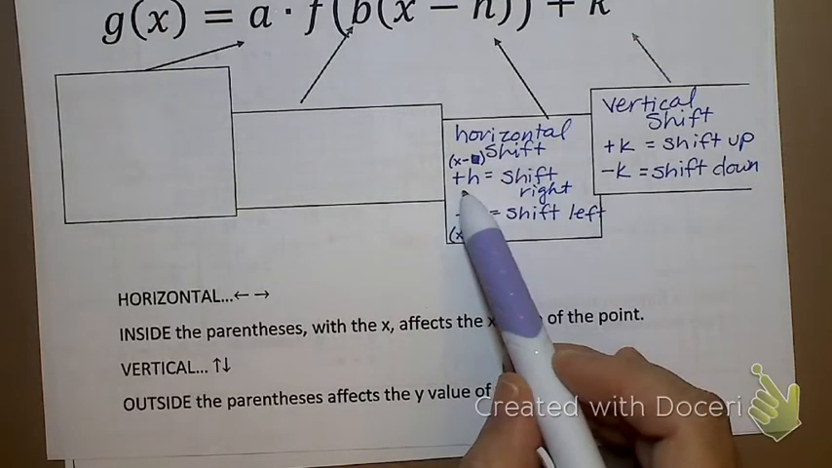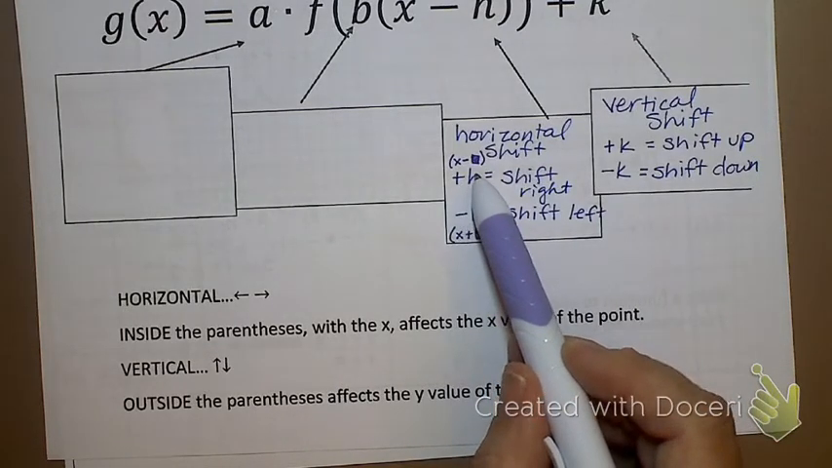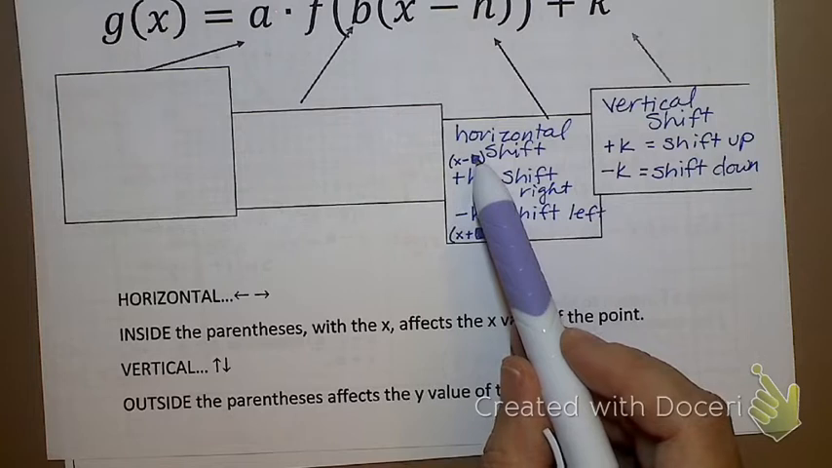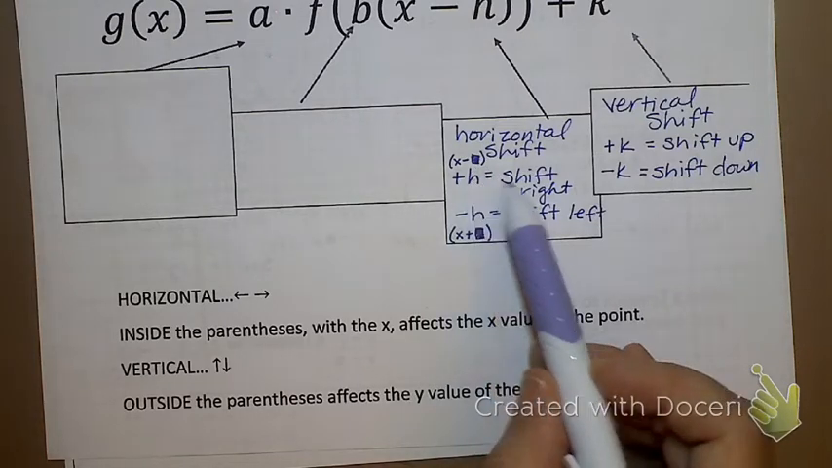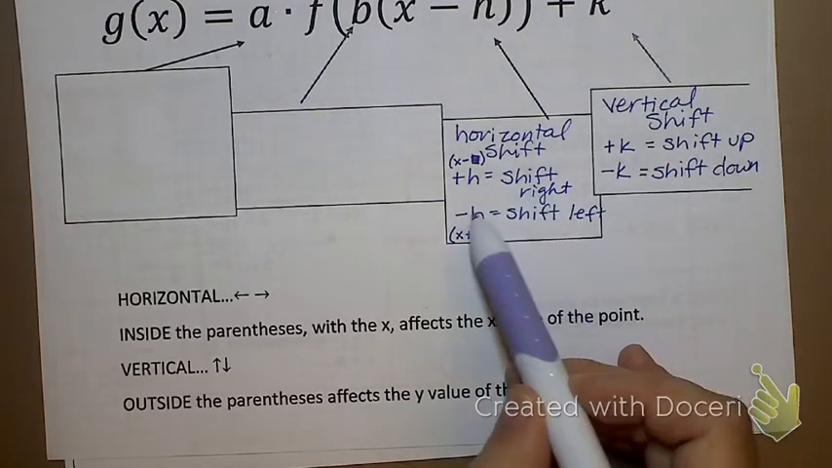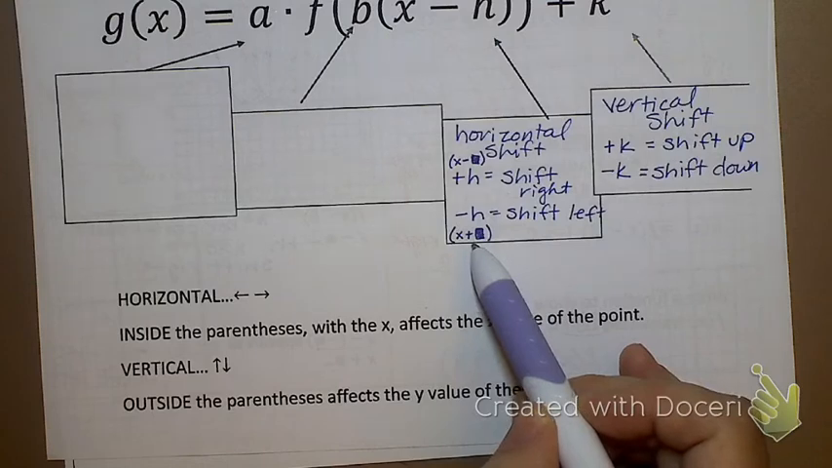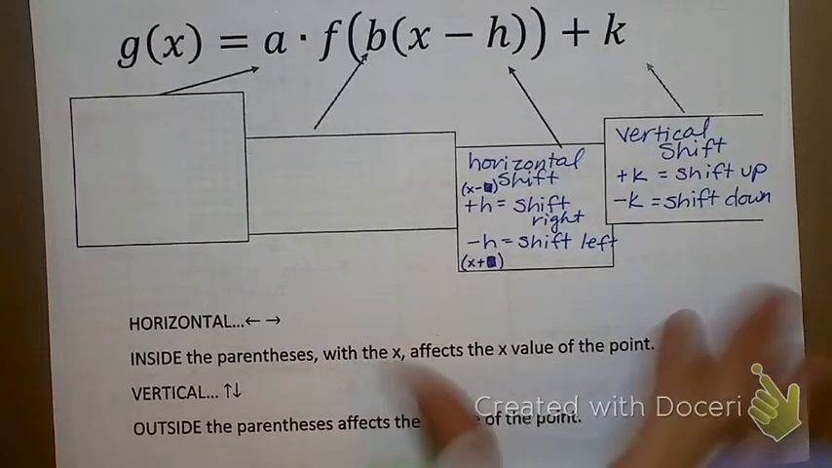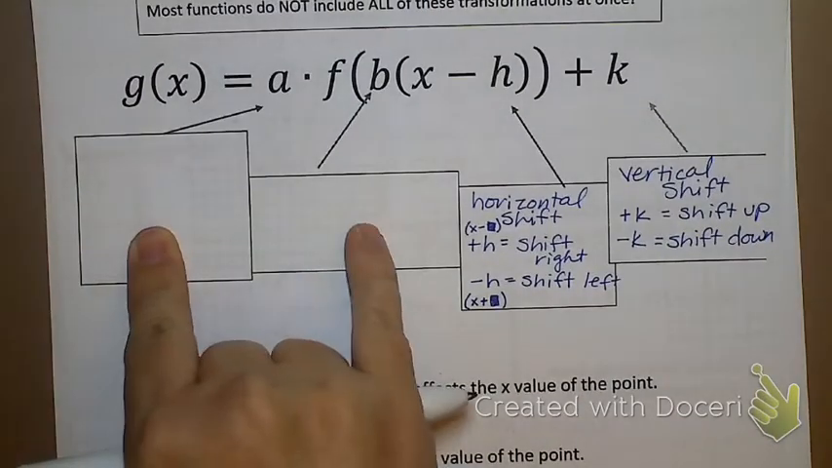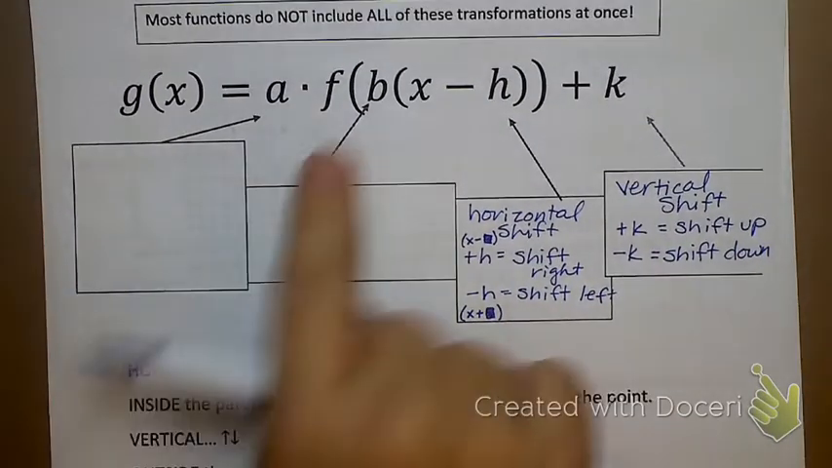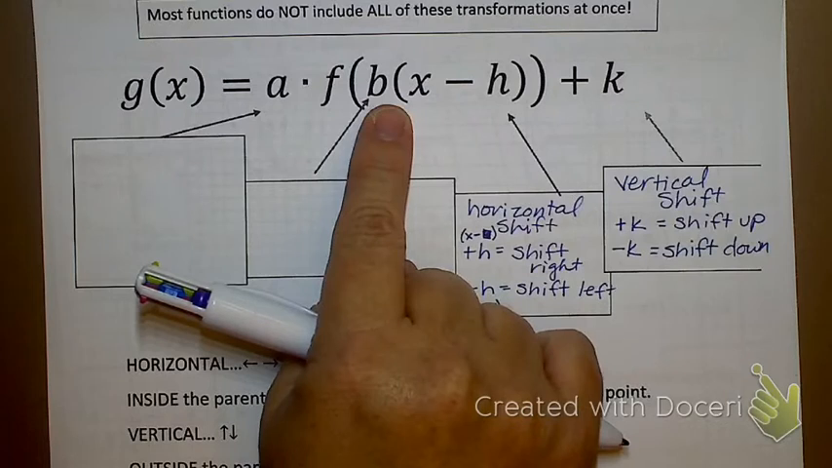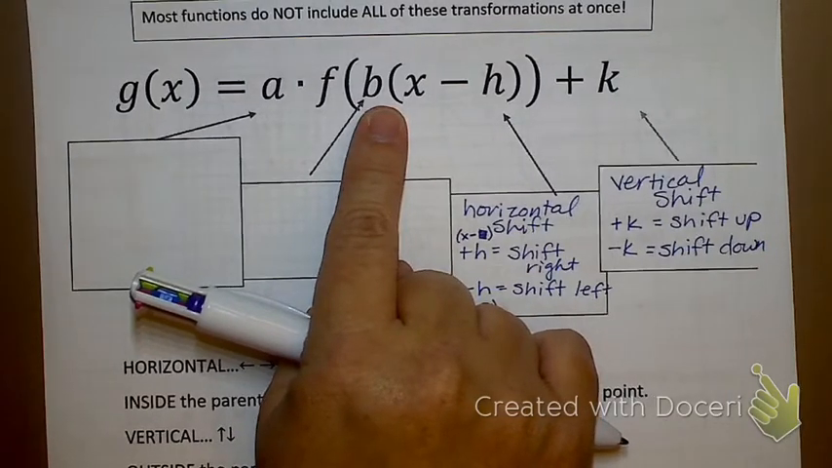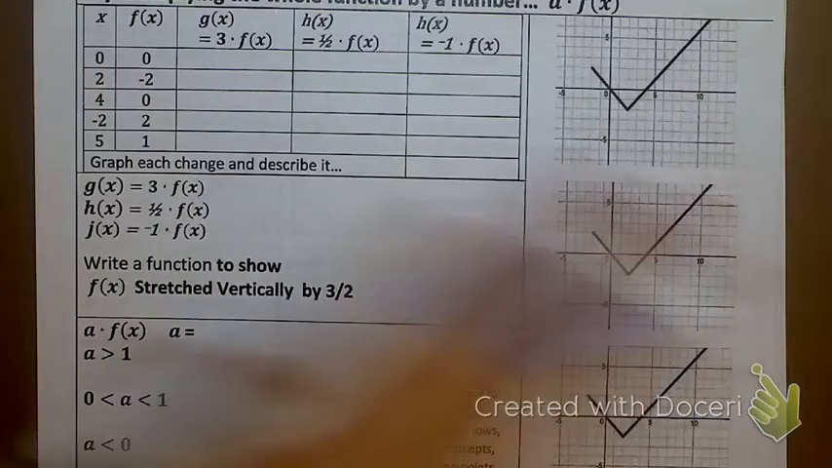Positive H, which is actually tricky, looks like a negative H in the equation, but positive H is a shift to the right, and negative H, which looks like a plus in the equation, means shift to the left. Today we're going to focus on what A and B do. B actually does a lot more than what we're going to talk about today, but we're only going to cover one aspect of B because B gets really funky. We're just going to keep it simple.